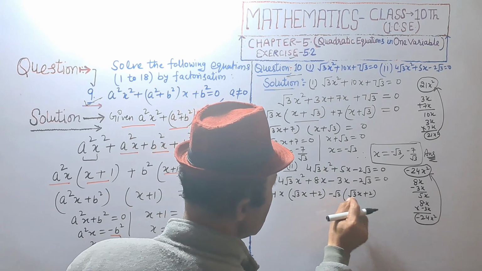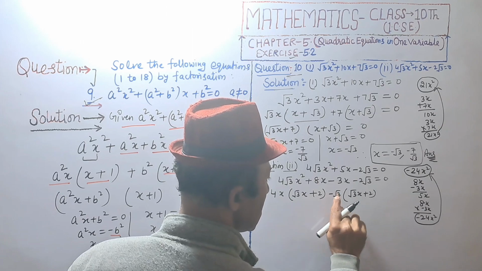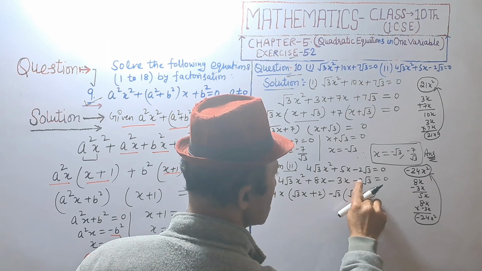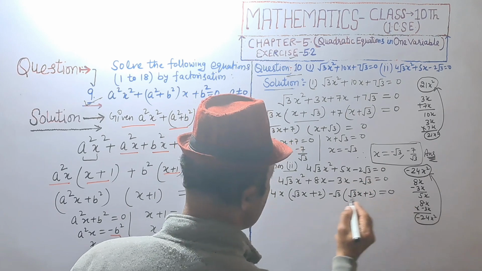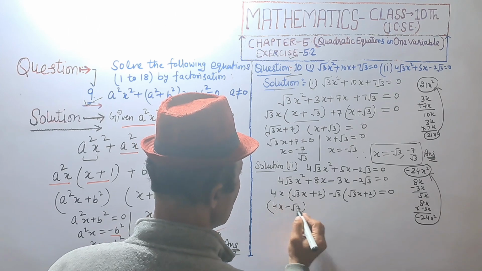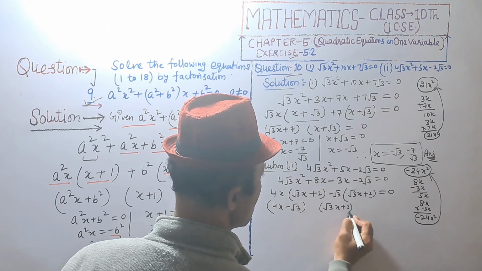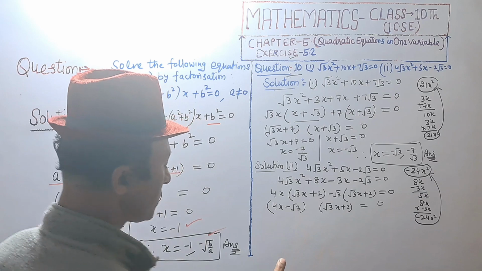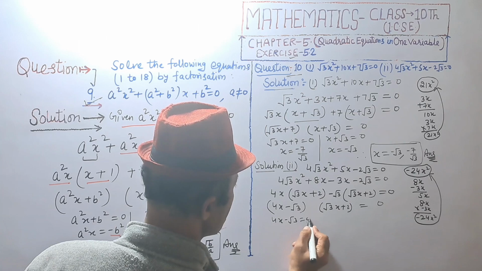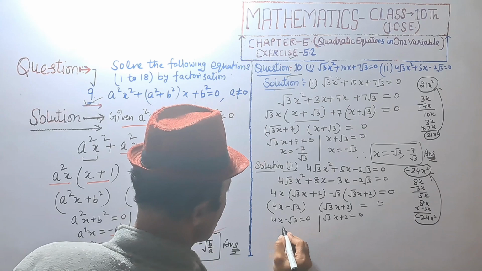Minus root 3 into root 3, that is equal to minus 3x, and minus root 3 into 2, that is minus 2 root 3. The factor is correct, and one root is 4x minus root 3, and another is root 3x plus 2 is equal to 0. 4x minus root 3 equal to 0. Root 3x plus 2 is equal to 0.